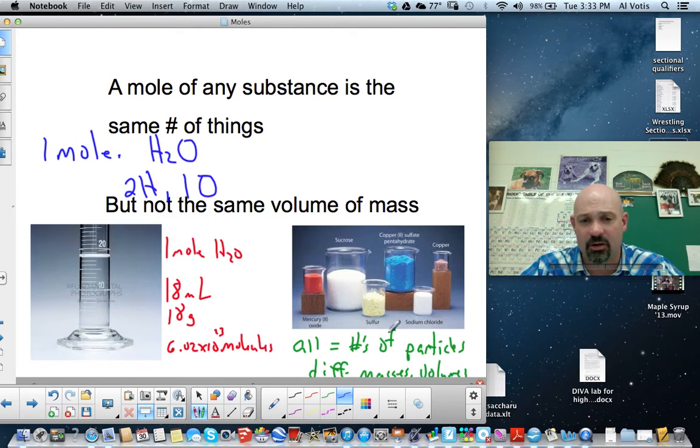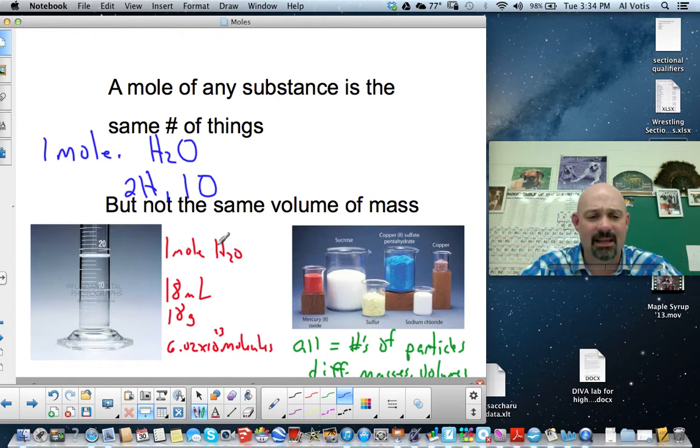The bottom right picture down here shows equal quantities, again, equal numbers of particles of several different substances. We have 1 mole of mercury(II) oxide, 1 mole of sucrose, a mole of copper(II) sulfate pentahydrate, a mole of sulfur, sodium chloride, and copper. These are all equal numbers of particles. There's exactly 6.02 times 10 to the 23rd particles in each one of these. Formula units for mercury(II) oxide, molecules for sucrose, atoms for sulfur, formula units for copper(II) sulfate, formula units for sodium chloride, and atoms for copper. They're all 1 mole, but they take up different volumes and they have different masses.